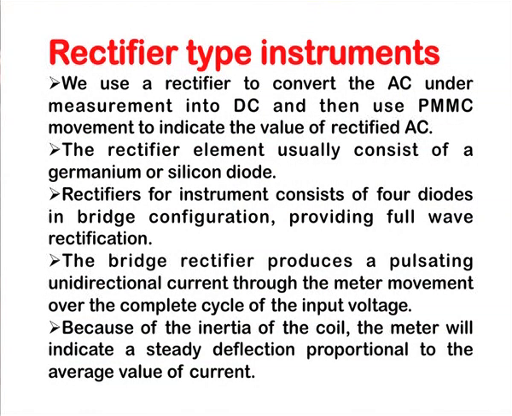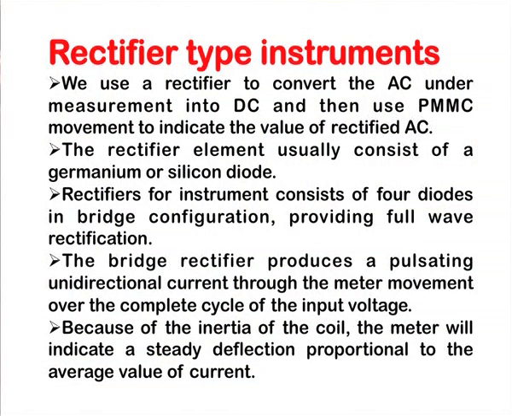So, coming on to the next type of instrument, that is the rectifier type of instrument. Here we use the PMMC directly as it is. What we do is that the AC to be measured is first fed to a rectifier. The rectifier converts this AC into DC, and this DC is then measured by the PMMC or the d'Arsonval meter, and later whatever has been read by the PMMC meter is calibrated in terms of the RMS value. So, here we use the rectifier, so it is called the rectifier type instrument.